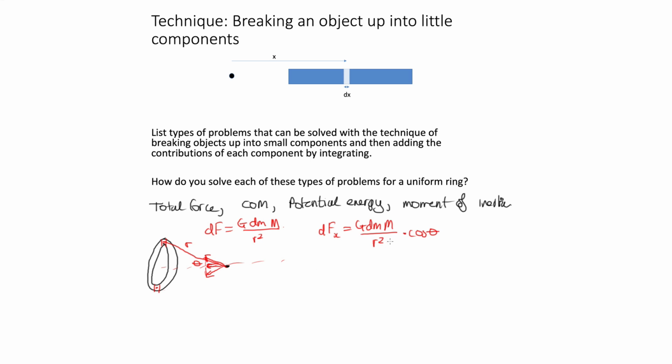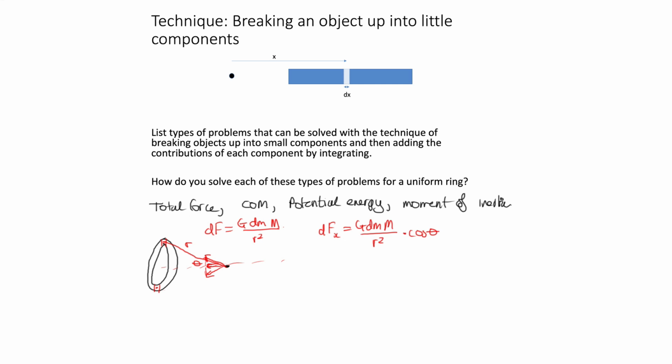And so then what we'd want to do would be to integrate over the whole ring. When we integrate over the whole ring, we'd just end up summing up all the dm's, so we'd end up with the total mass of the ring. So that's how we consider the total force.